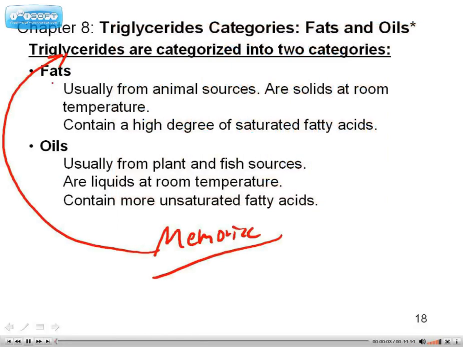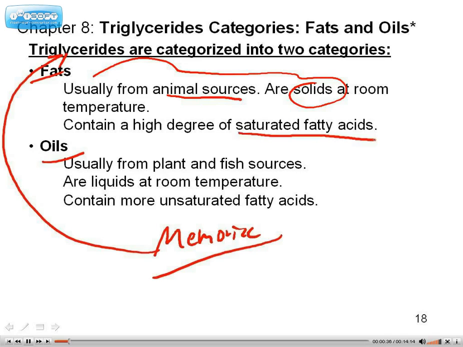Triglycerides. We have fats and we have oils. These are very straightforward definitions of triglycerides. Fats tend to be solids at room temperature, and they not always, but tend to come from animal sources. So think animal fat, and they tend to be solids at room temperature. Consequently, because they have really high melting points, they tend to be nothing but saturated fatty acids. So these are important details.